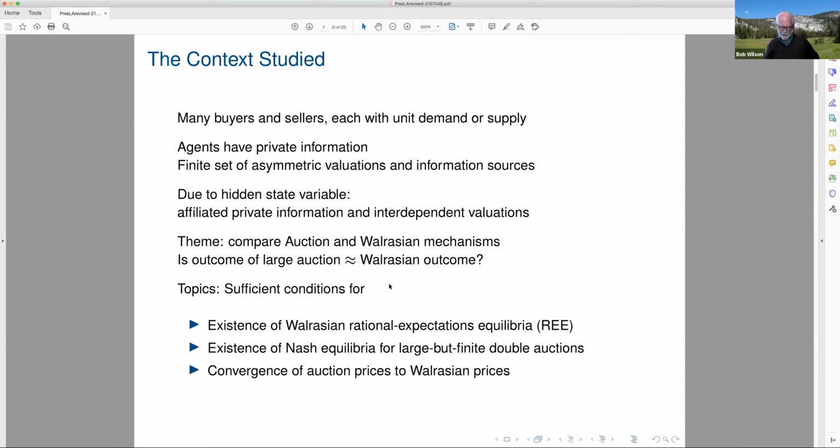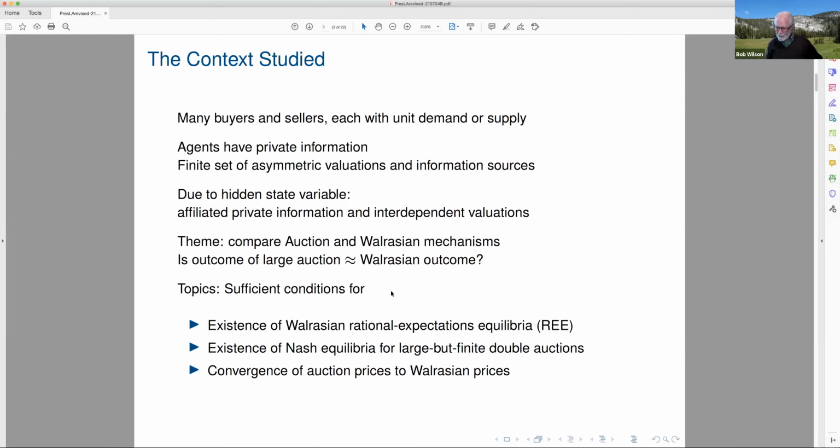So the topics we address are the existence of these Walrasian rational expectations equilibria in infinite economies, the existence of Nash equilibria for large but finite double auctions, and we're actually going to get that from the existence of the rational expectations equilibrium, in a way, because you just look at a large auction as a perturbation of the infinite economy, or auction with an infinite number of traders. And then look at the question of the convergence of auction prices to Walrasian prices.